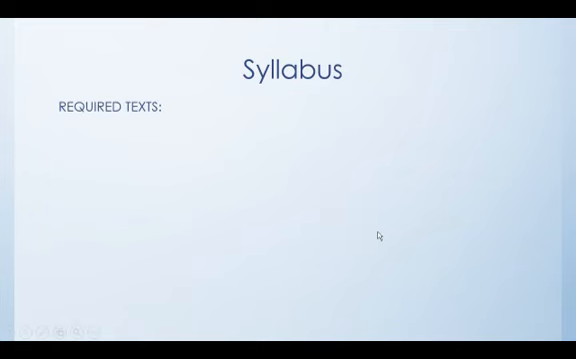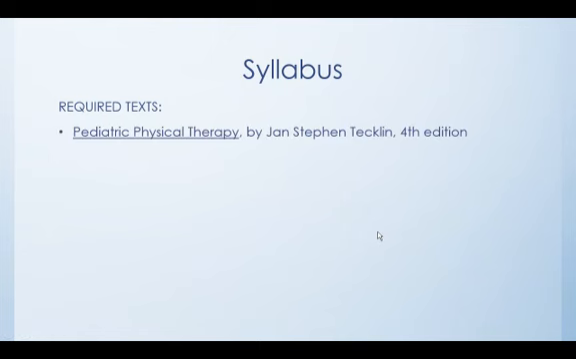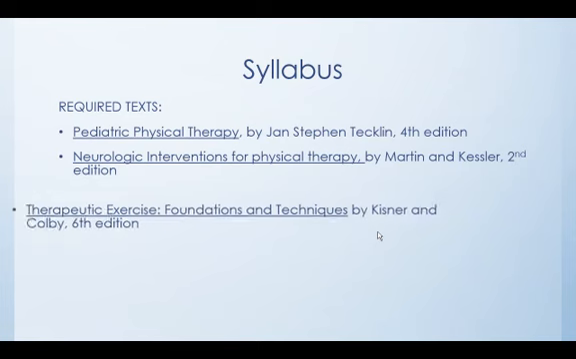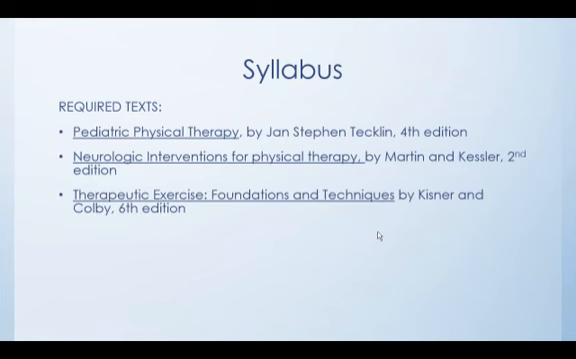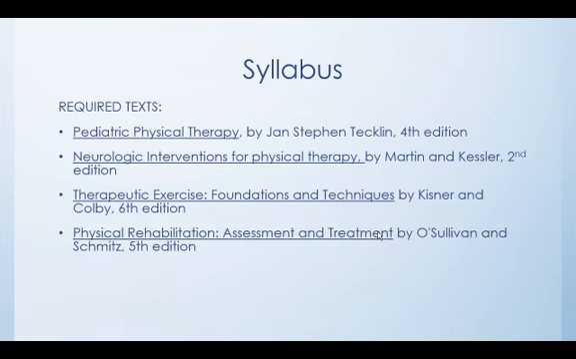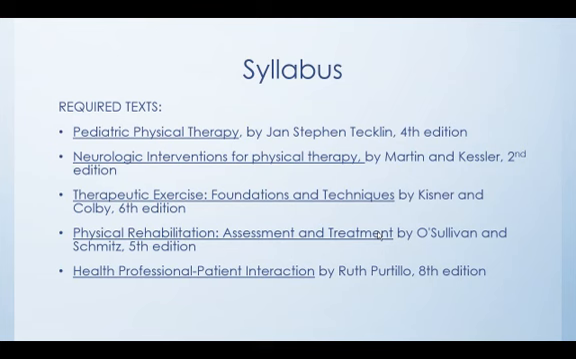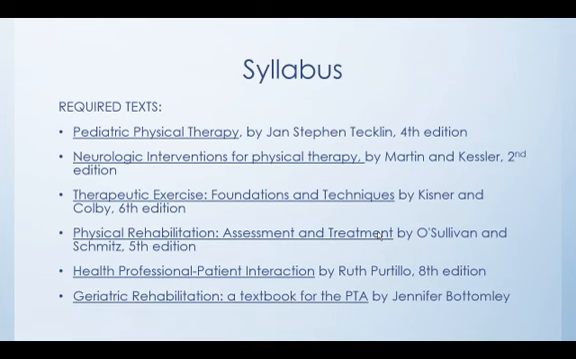As far as textbooks, most of the books that we're going to use you already have. You have from last semester the Pediatric Physical Therapy book by Tecklin and the Neuro book by Martin and Kessler. From many semesters you have the Therapeutic Exercise book by Kisner and Colby, as well as the Physical Rehabilitation Assessment and Treatment by O'Sullivan and Schmitz. You used the Portillo book, I believe, in Jim's class last semester, and finally the new book is the Geriatric Rehabilitation textbook for the PTA by Jennifer Bottomley.